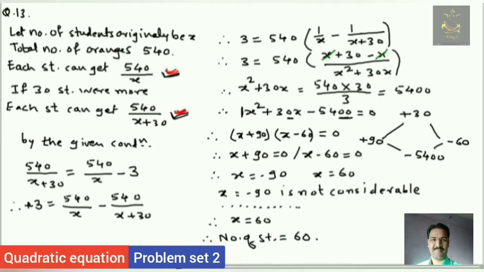You can verify also. Suppose 60 is the answer. This is 540 upon 60, which means each student can get 9 oranges. Now suppose 30 students were more, so total students now will be 90. Then each student can get 540 upon 90, which is 6. So this 6 is 3 less than this 9. Like this we can verify the sum. Understand, friends? Like this, very carefully we have to observe.